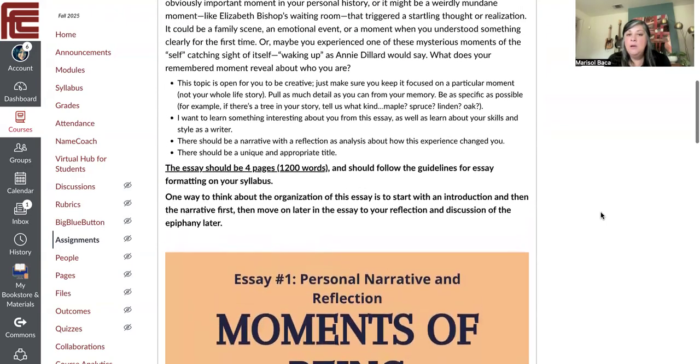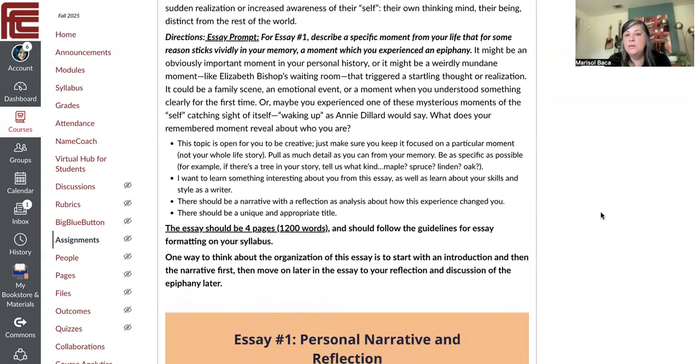And it should be on a specific moment from your life that for some reason sticks vividly in your memory, a moment that you experienced an epiphany. That's what you're writing about for your first essay.